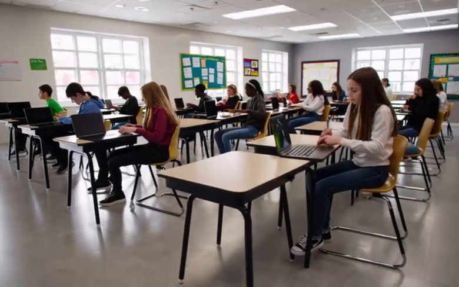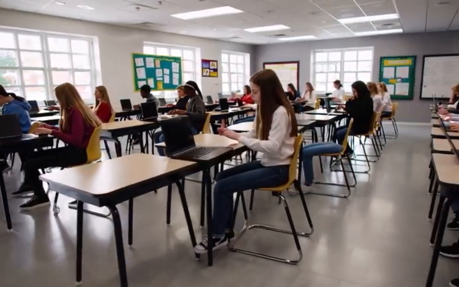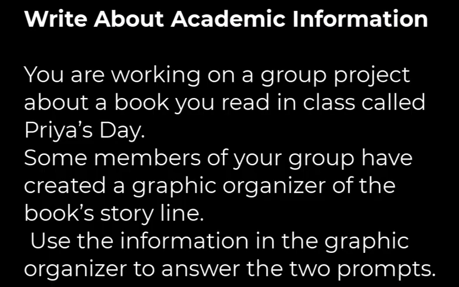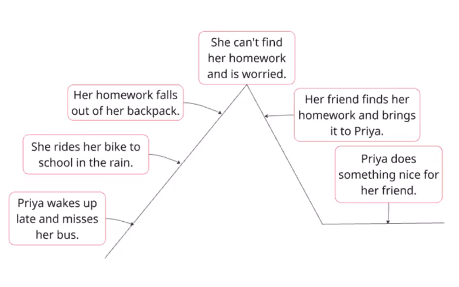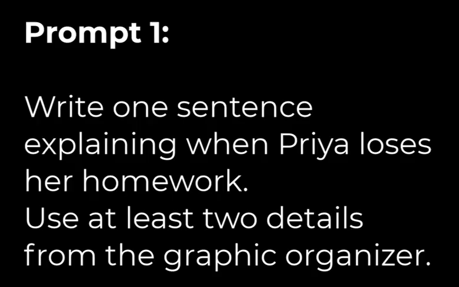Here's a question from the ELPAC Writing Practice Test, grades 6 to 8. Write about academic information. You are working on a group project about a book you read in class called Priya's Day. Some members of your group have created a graphic organizer of the book's storyline. Use the information in the graphic organizer to answer the 2 prompts. Prompt 1. Write 1 sentence explaining when Priya loses her homework. Use at least 2 details from the graphic organizer.